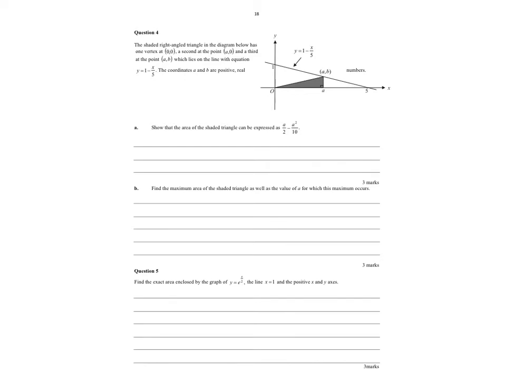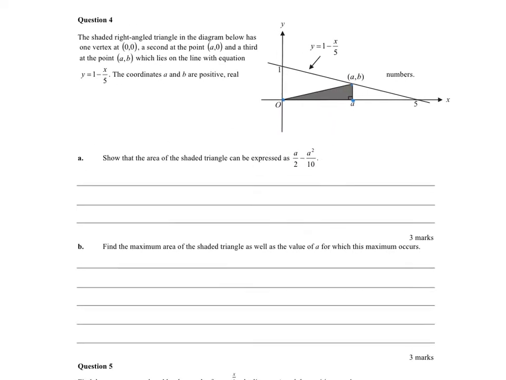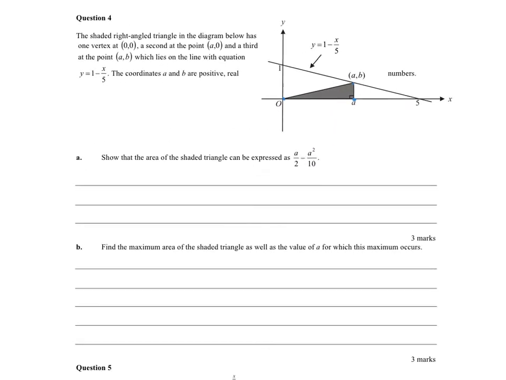All right, what have we got here? The shaded right angle triangle in the row below, blah, blah, blah, has one vertex at 0, 0. So that's there. Second point at A, 0, which is there, and the third point at A, B. You can see we've got a nice right angle triangle there, haven't we? Okay, show that the area of the shaded triangle.